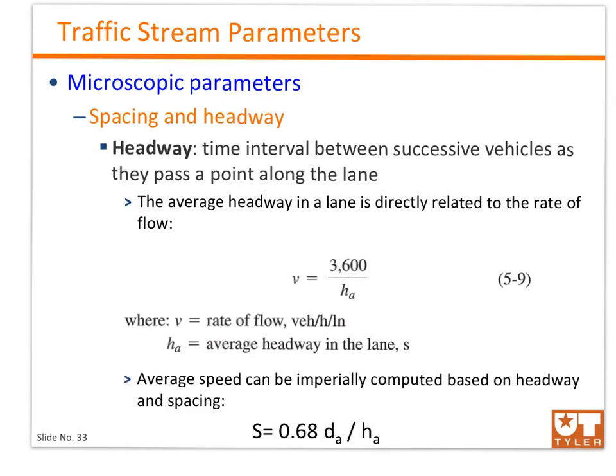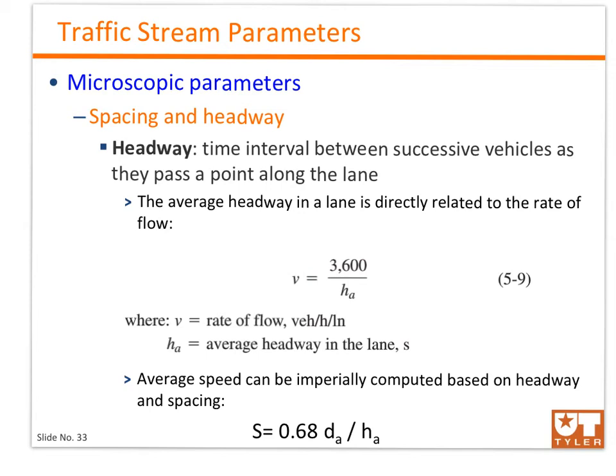Headway is basically the time interval between two successive vehicles as they pass a point along that lane. So I can get an estimate of the rate of flow based on the headway. As you see in this equation, the rate of flow, which is vehicles per hour per lane, can be estimated as 3600 seconds over the average headway in seconds, and that would give me an estimate for the rate of flow.